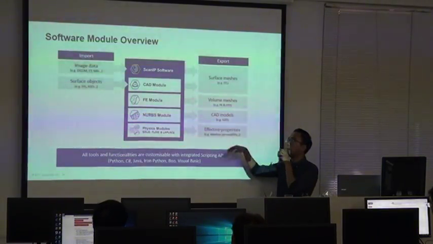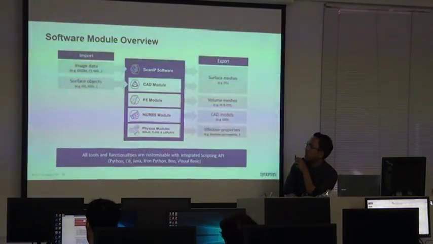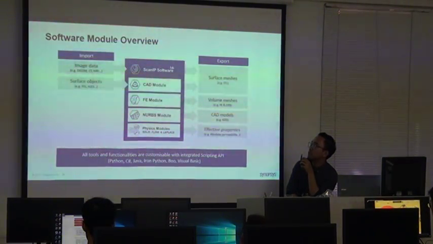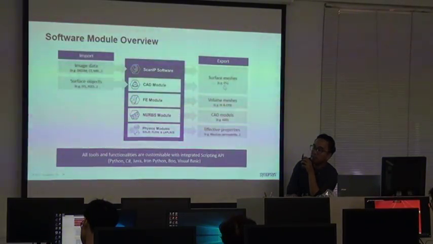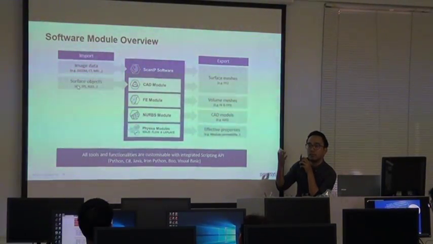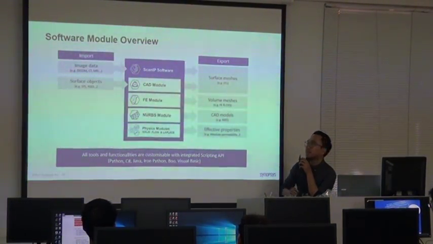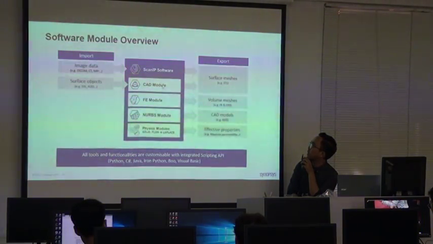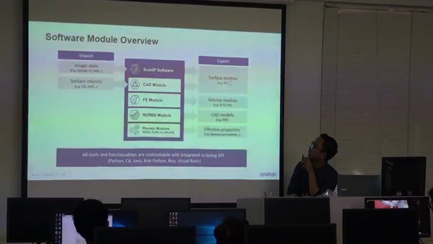This is the overview of how the software works. Firstly, we import the image data into Scan IP software. If we use the Scan IP software itself, we can generate the STL file, the surface mesh. If you want to import surface objects, which means the CAD model that we generate using a CAD software, we need the CAD module for us to be able to import into Scan IP. And from the CAD module, the output is also in the STL format.